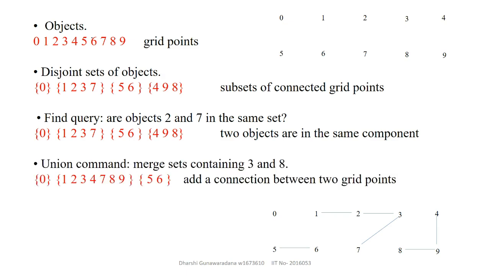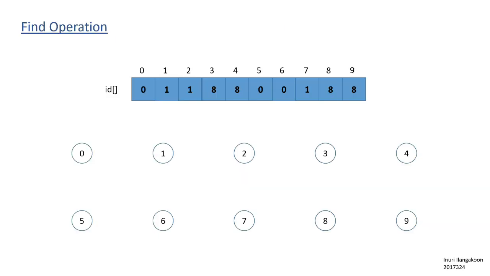Union command. Merge the sets containing 3 and 8. To do that, add the connection between the 2 grid points. After the connection, there are 3 components: first component 0, second component 1, 2, 3, 4, 7, 8, 9, third component 5, 6.